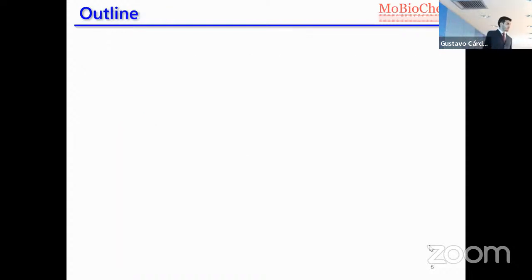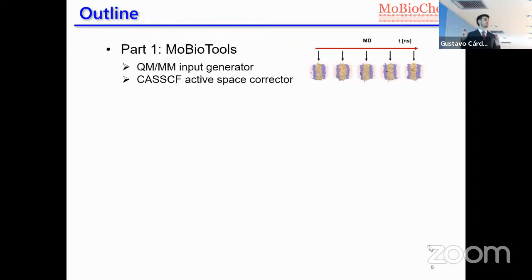Now, the outline itself. Since there's a manifold of topics that have been treated here, I have subdivided the presentation into three different parts. Part one is going to consist of this toolkit that we developed in these three years. What it does is basically allow for the generation of quantum mechanics, molecular mechanics input files in an automatic manner, of course.